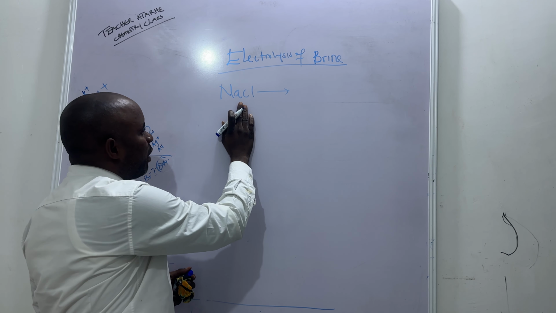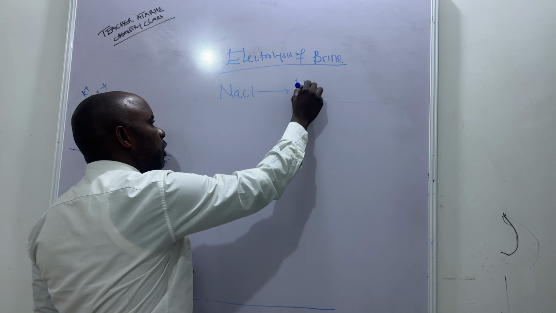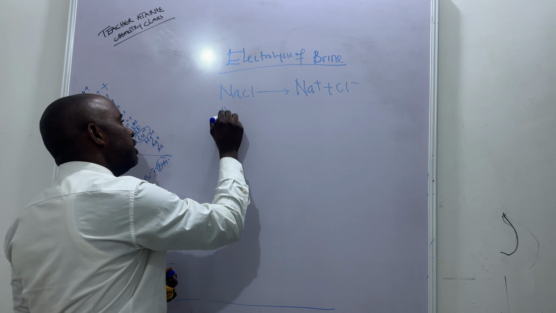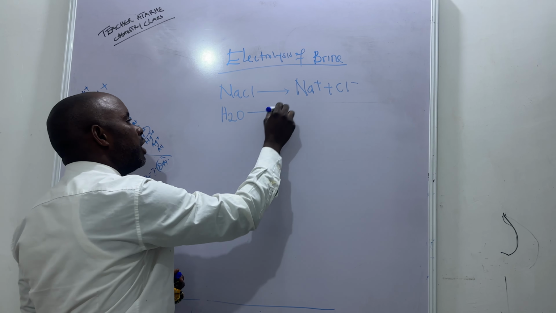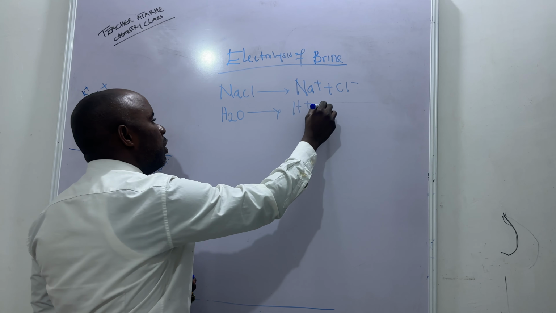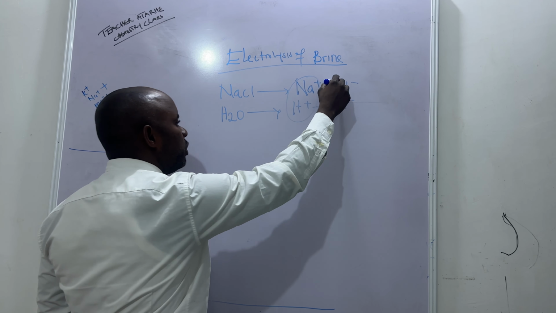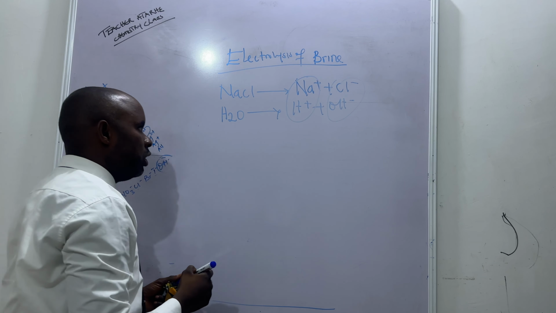So when sodium chloride dissociates, it is going to give us sodium plus Cl minus. Water also dissociates, giving us hydrogen ion plus OH negative. We said the positive ions will move to the cathode, and the negative ions will move to the anode.